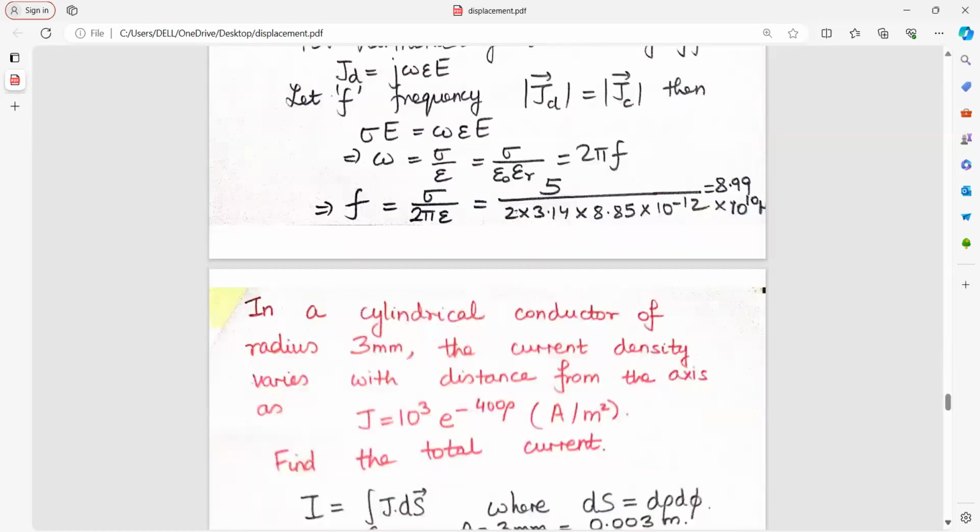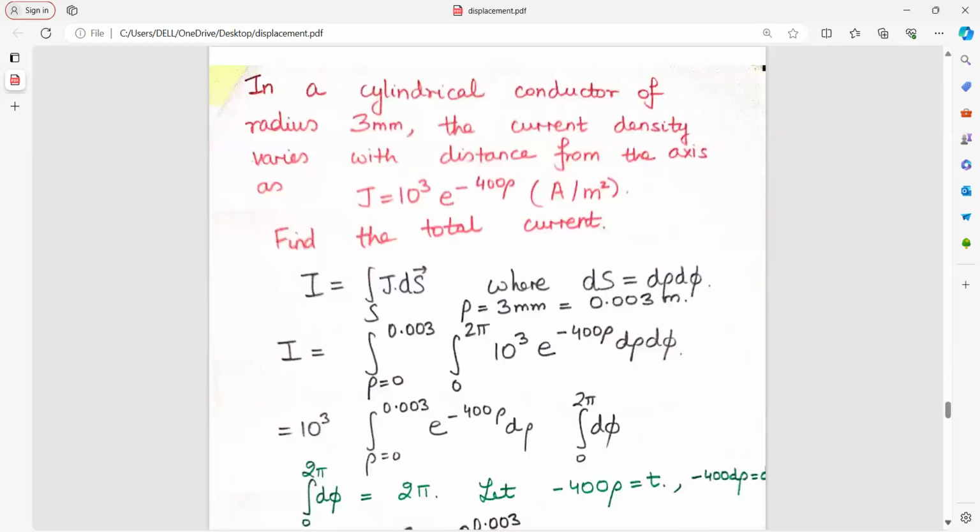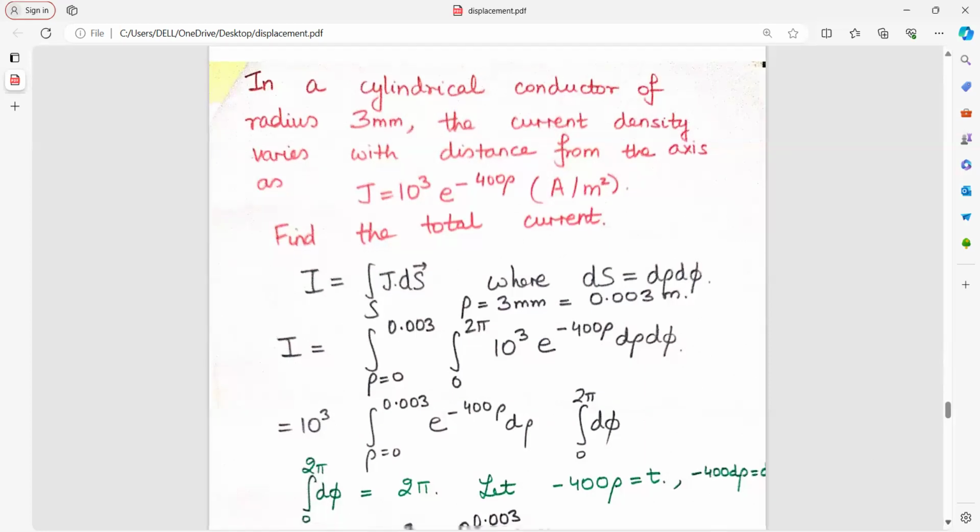Now in a cylindrical conductor of radius 3 mm, the current density varies with distance from the axis as given. Find the total current. Integral J dot dS. dS is rho d rho d phi. Rho is 3 mm. You change it into meters, and the angle will be between 0 to 2 pi, as we have done in the previous numericals.